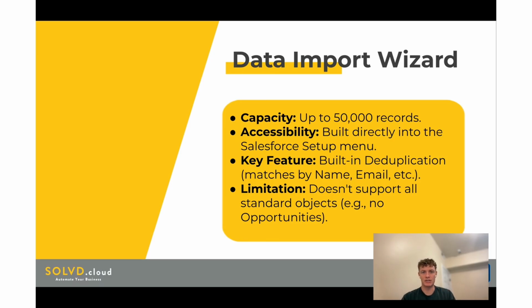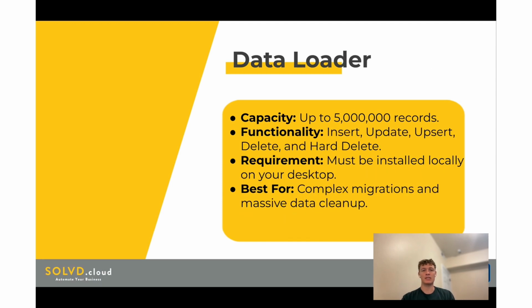However, there is a strategic limitation here. The wizard is object-specific. While it handles your core CRM objects like accounts and contacts really well, it often ignores more complex objects like opportunities or products. So if you're trying to build out a full sales pipeline from a legacy system, the wizard's 50,000 record limit and restricted object support will eventually act as a ceiling for your growth. This is when we need to go into the data loader.